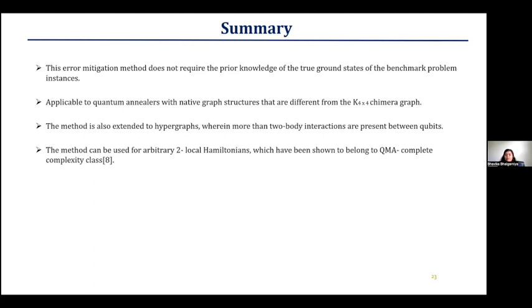This method is also extended to hypergraphs, where more than two-body interactions are present, and we hope we'll be working on that very soon. And this can be used on arbitrary 2-local Hamiltonians and shown to be in the QMA complexity class. So the whole summary of the method is two things. We found out the validity of ground states returned by different generations of quantum annealers, and second, we compared the performance of different quantum annealers.